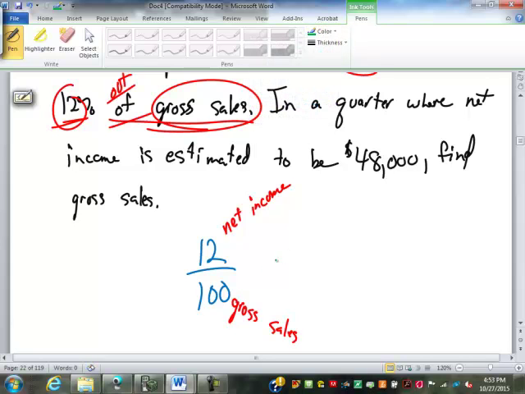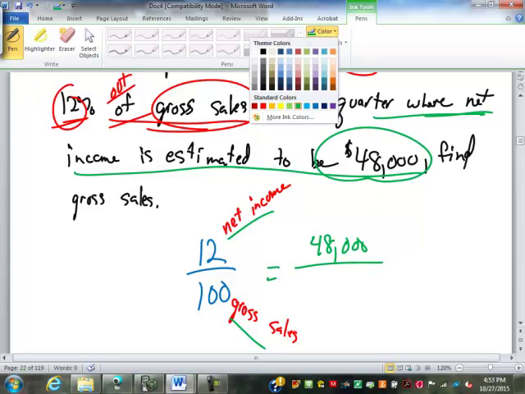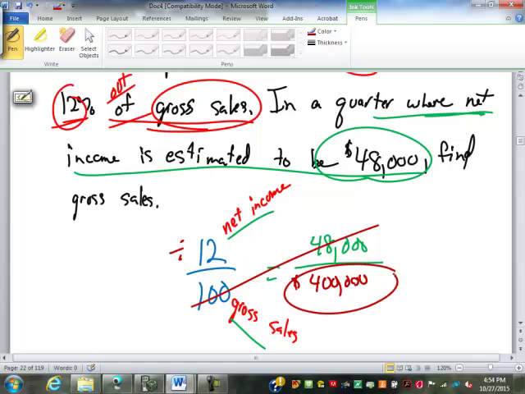So now on the other side, when I go to set up my proportion, I have the 48,000. Does that represent net income or gross sales? Net income is estimated to be $48,000. So now I'm going to cross multiply and divide. 100 times 48,000 is 4,800,000, divided by 12 is $400,000. So gross sales would have been around $400,000 that quarter.